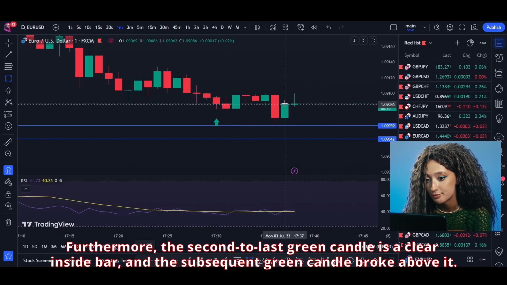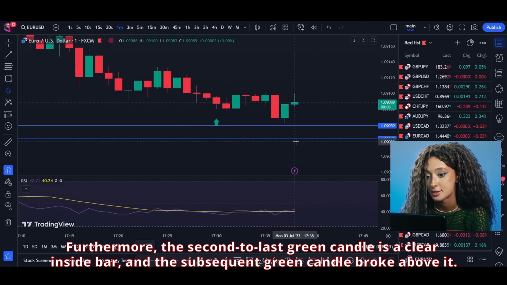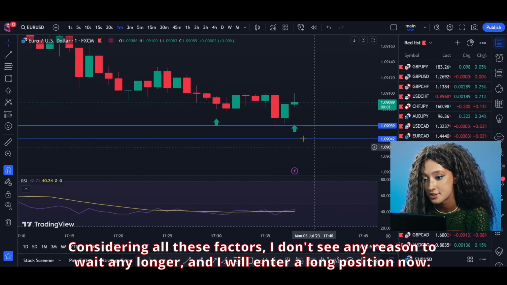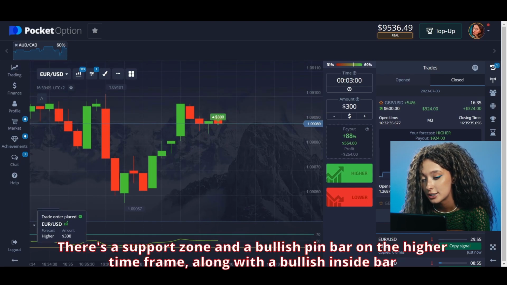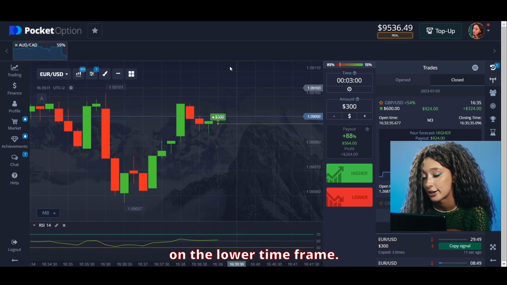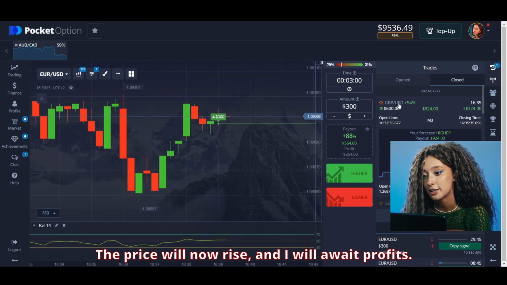The second to last green candle is a clearance bar, and the subsequent green candle broke above it. Considering all these factors, I don't see any reason to wait any longer, and I'll enter a long position now. There is a support zone and a bullish pin bar on the higher time frame, along with a bullish bar on the lower time frame. And the price will rise, and I will wait for profits.